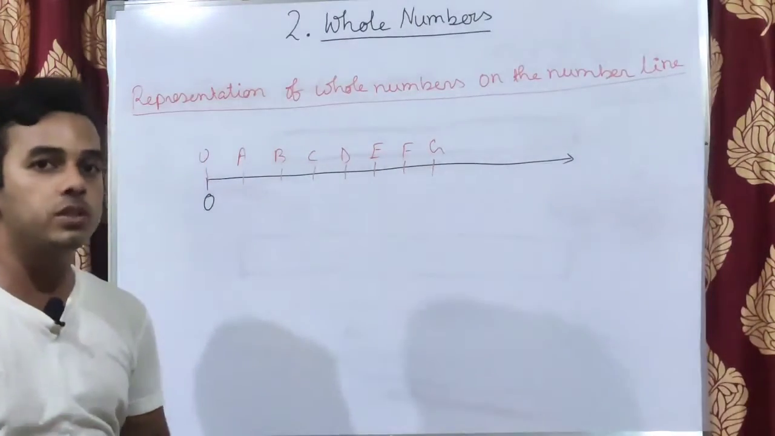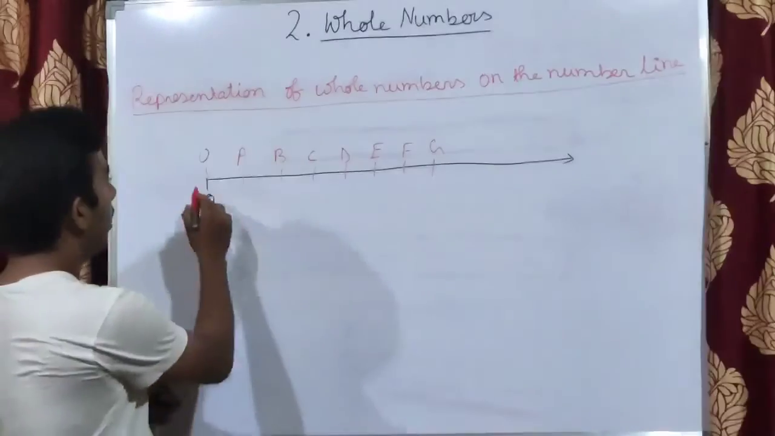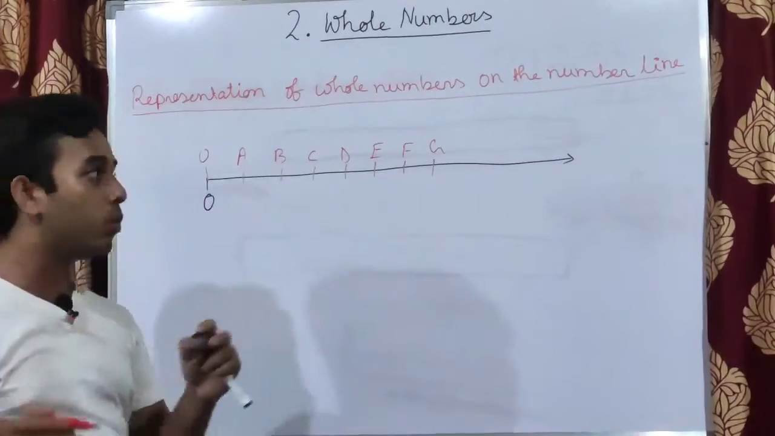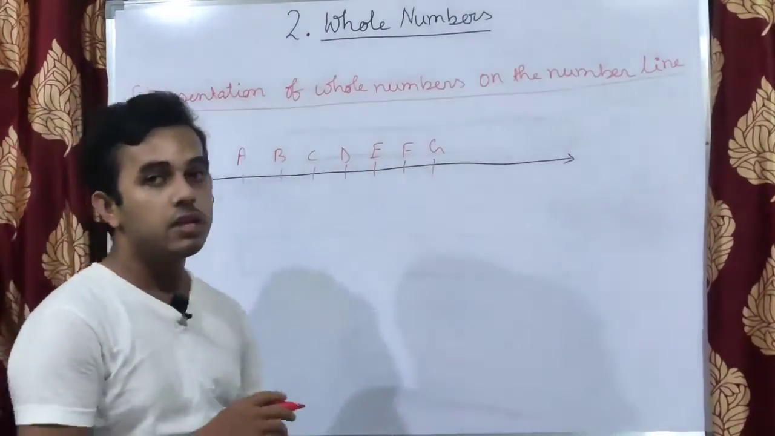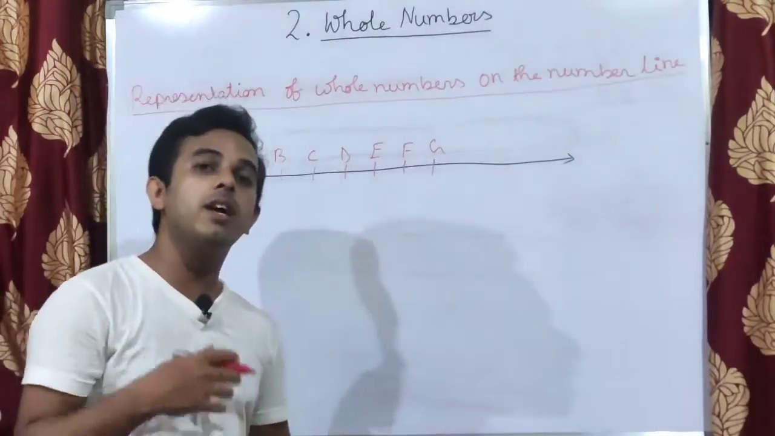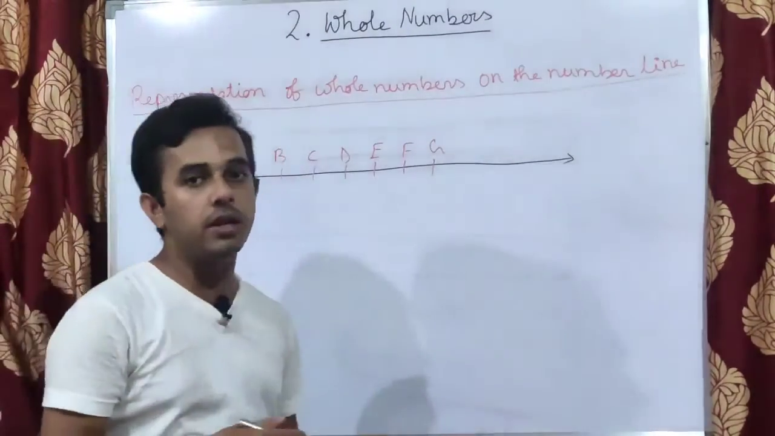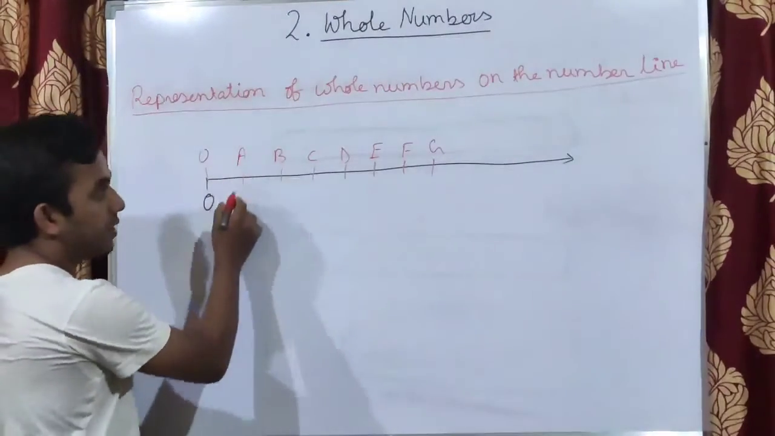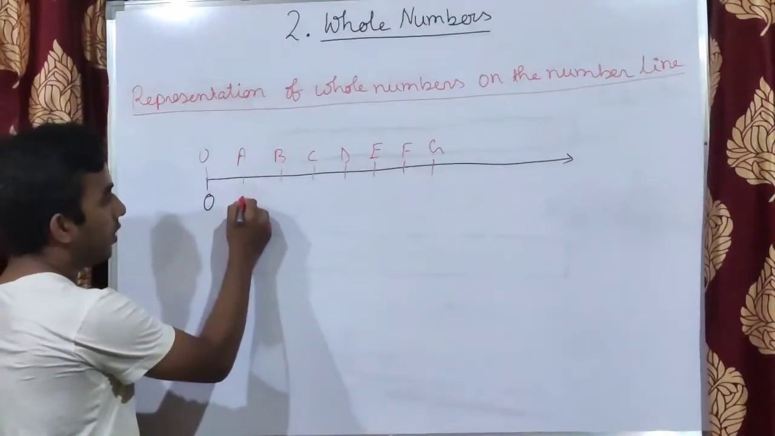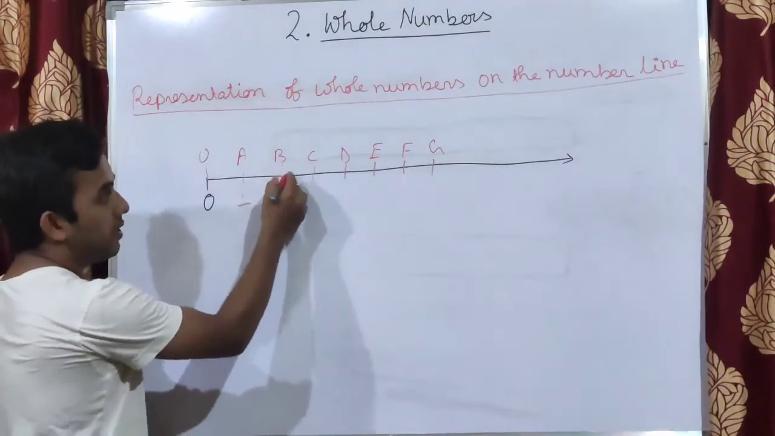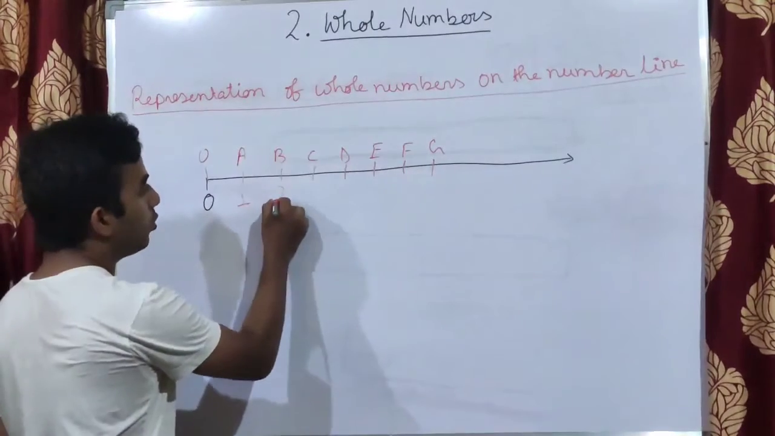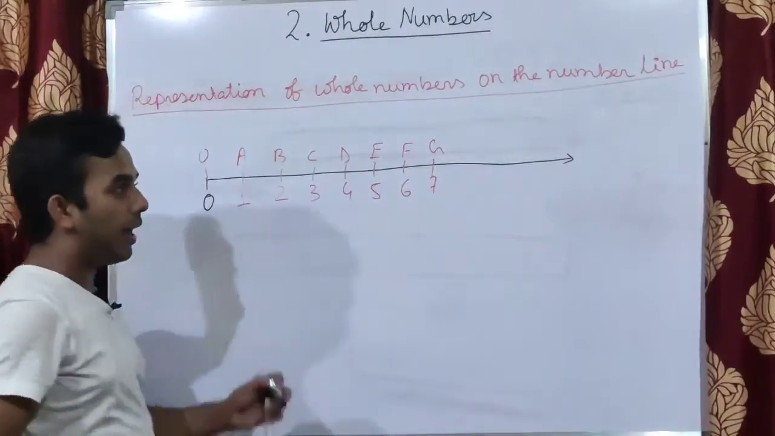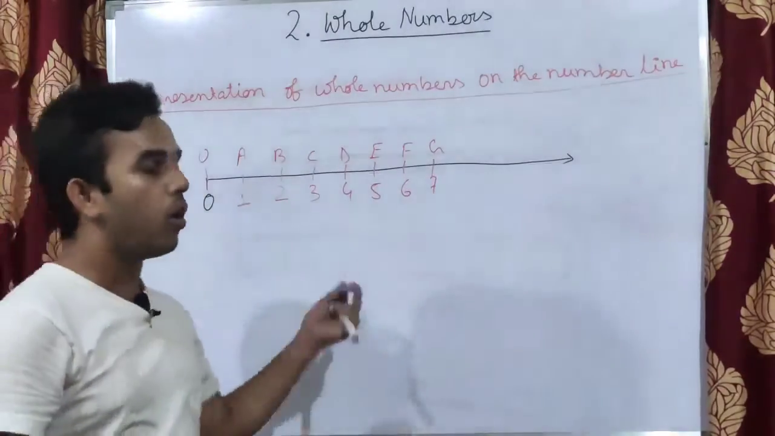The distance between 2 points is known as what? Units. Suppose here OA, जितना the length of OA is equal to the length of AB, length of BC, सारे डिस्टेंस सेम होगा. और उसको क्या बोलेंगे हम? उसको 1 यूनिट बोलेंगे. Since OA is the first unit, so here we will represent 1, and AB is the second unit, here we will write 2, then there are 3, 4, 5, 6, 7. So like this we can plot our numbers on the number line.